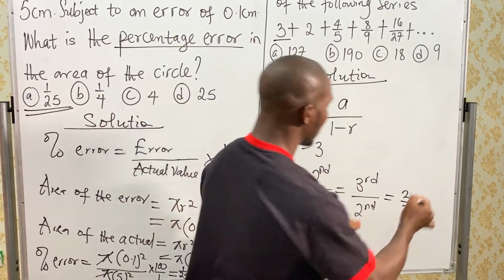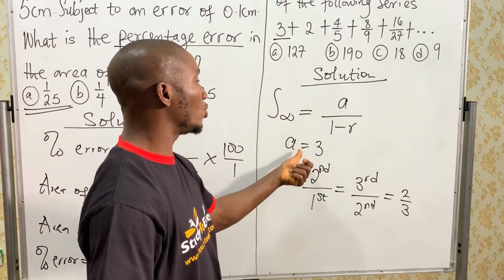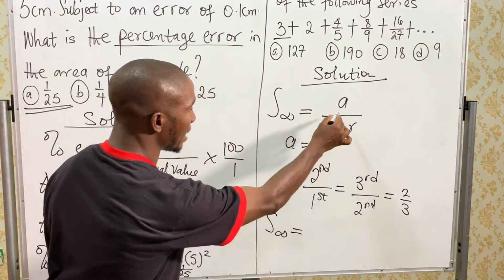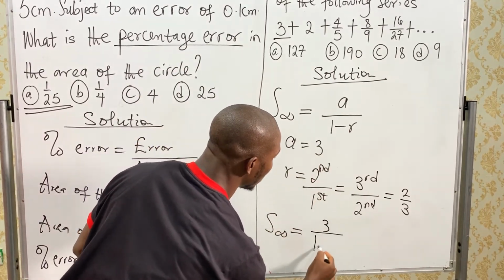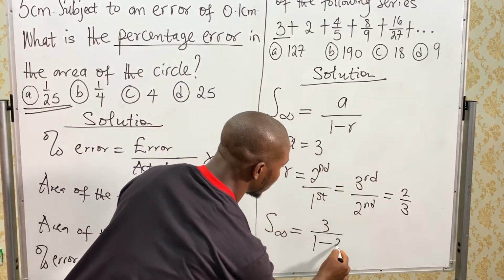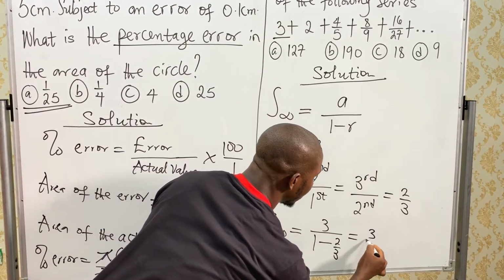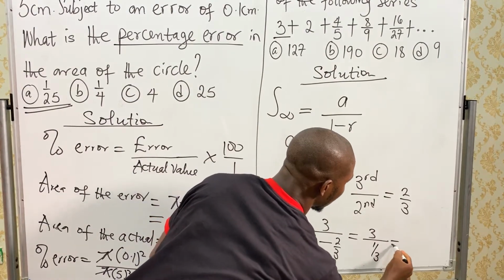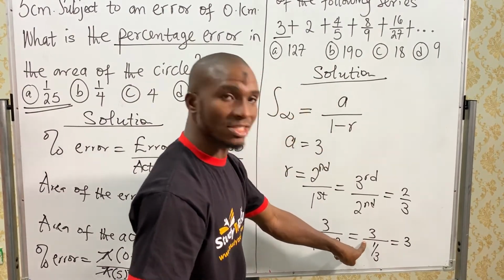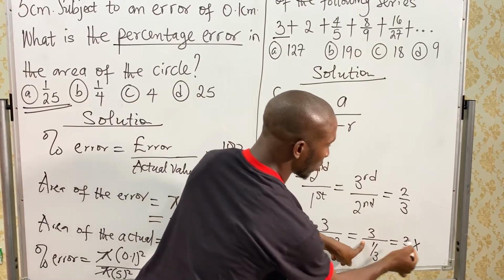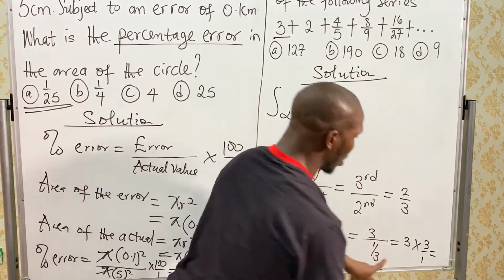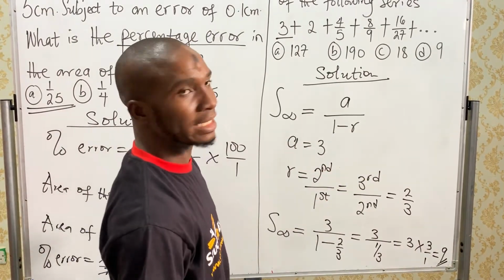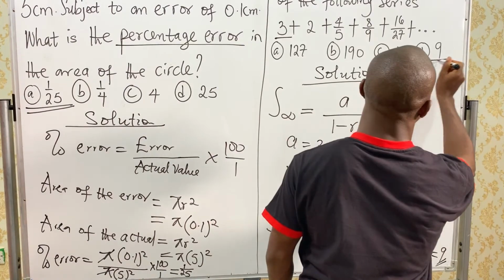2 over 3. Now, since you now know your R and you also know your A, you can calculate your sum to infinity. So therefore, the sum to infinity now becomes A, which is your 3, divided by 1 minus R, and your R is 2 over 3. 3 divided by 1 minus 2 over 3 becomes 3 divided by 1 over 3. Now, if this divide changes to times, the 3 will come up, the 1 will come down. It becomes 3 times 3, which will give us 9. It means the sum to infinity is 9. And that is option D.